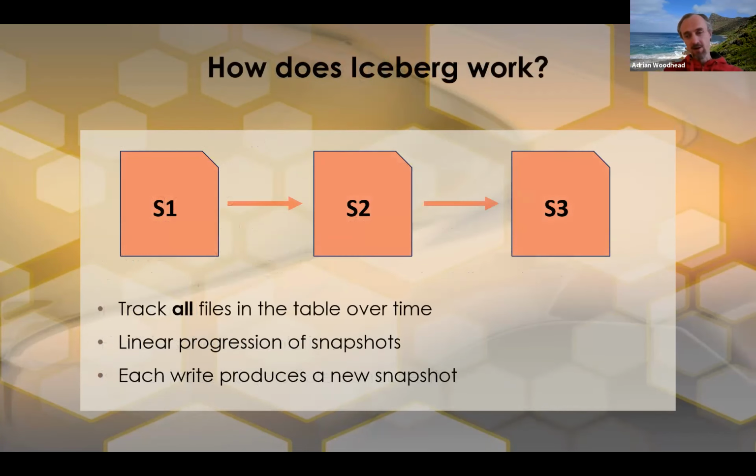So just very briefly how it works, there's a lot more under the hood. Like I said, it tracks data. When you do a write, it stores that as a snapshot, you make some changes to the table, another snapshot, etc. And it tracks all the files in the table over time, and it models that as a linear progression of snapshots where each write produces a new snapshot.